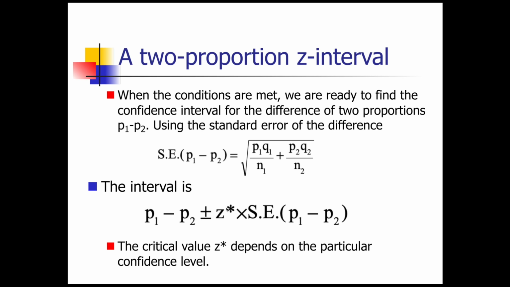Then you're going to have z star times the standard error, which is just this big square root here. If you replace this whole standard error part with the square root, you get the actual formula for the 2 prop z interval. You're really not going to use this a whole lot because we use the 2 prop z interval in the calculator to do most of our work. Just make sure that you are aware of this.